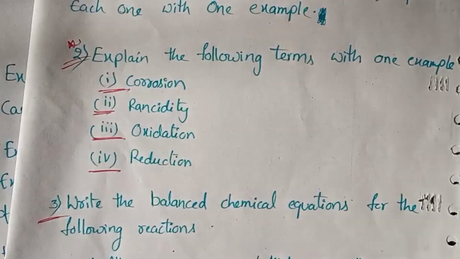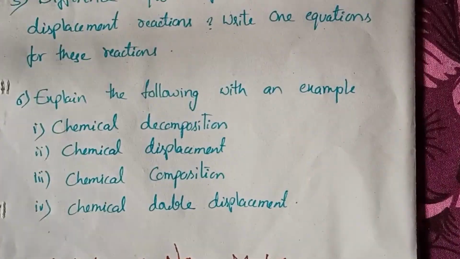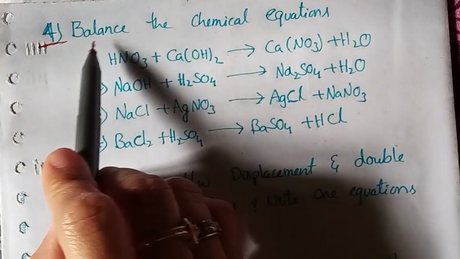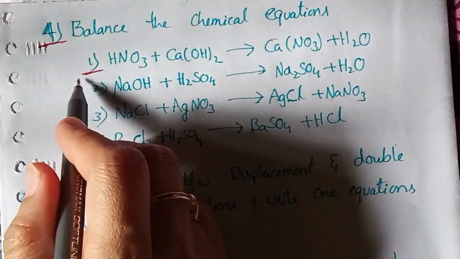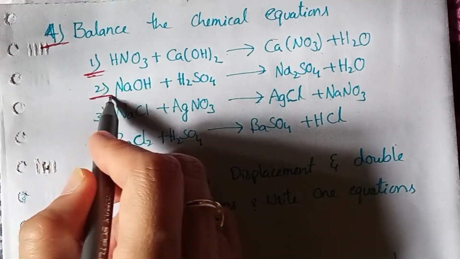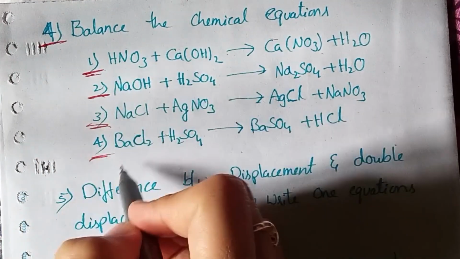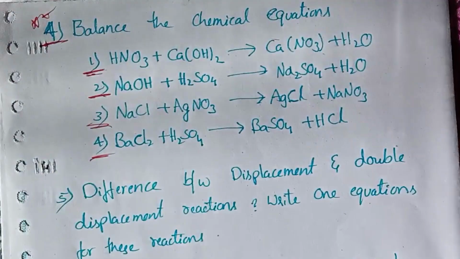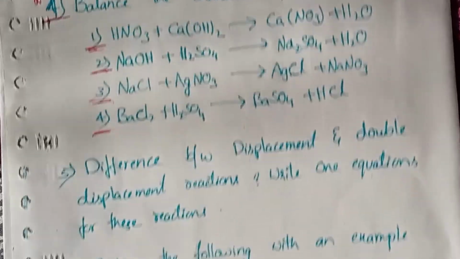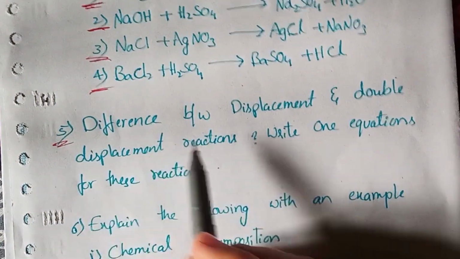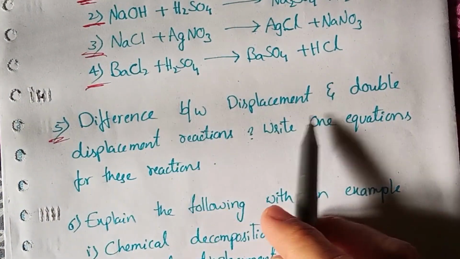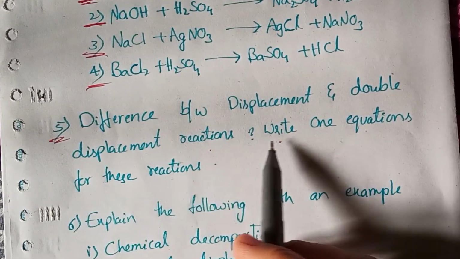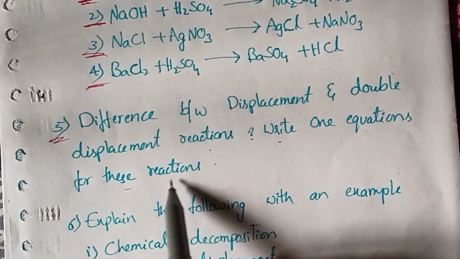Okay, next we'll move to the fourth question, which is balance the chemical equations. So first one, this is, and second one, third and fourth. Please go through all these four. This is also very important, guys, for 8 marks. Next we'll see the fifth question, which is, write the difference between displacement and double displacement reaction. Write one equation for these reactions.